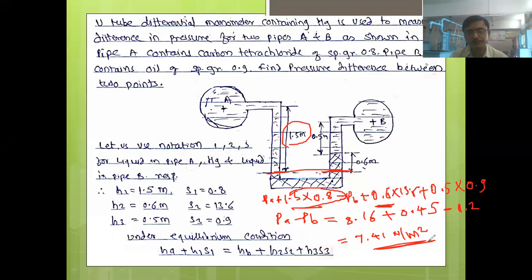Has anyone got this answer or not? Yes, sir. Have they got the same answer or a different value? Same. Okay. Those students who are using this method, is there any difficulty?